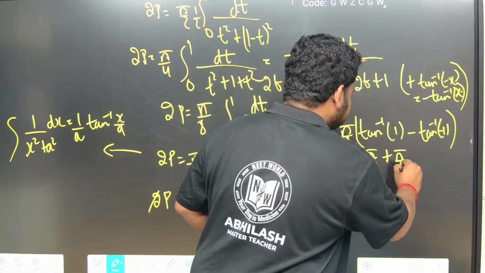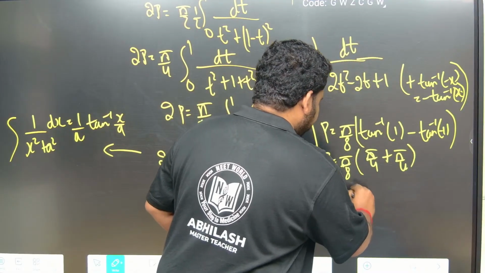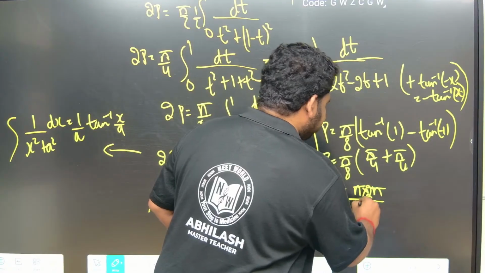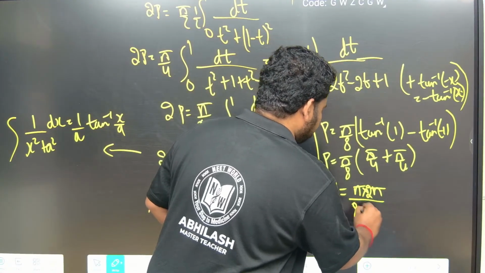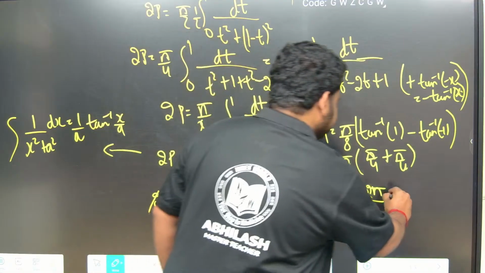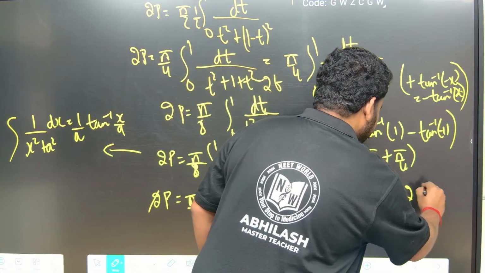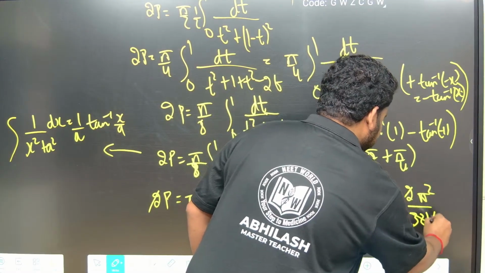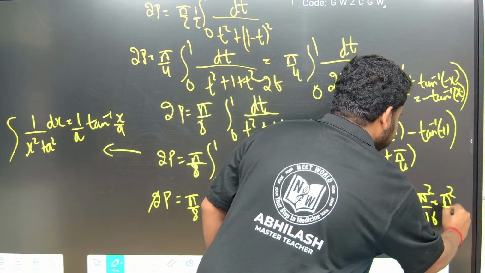So what will we get here? P will be equal to pi into pi, this will become 2 pi. Pi into 2 pi by, this is what? 8 into 4. So what will this be, friends? This will give us 2 pi. Pi into pi is pi square, so 2 pi square over 32. So 2 ones are 2, 2 16s are 32. So the answer is pi square by 16.